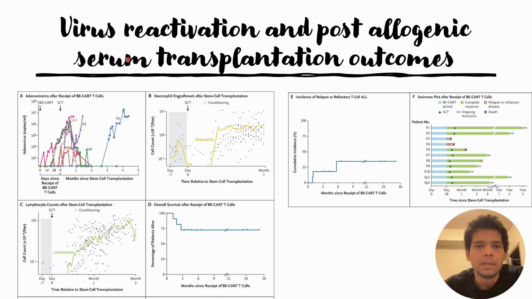In this video, we will discuss the virus reactivation and post-allogeneic stem cell transplantation outcomes of this BE-CAR7-T cells clinical trial results. In the previous video, we understood some of the data that came out, and those data were mainly focused on cytokine syndrome data. Here, we will look into some more data related to the BE-CAR7-T cells clinical trial, and those data belong to virus reactivations and post-allogeneic stem cell transplantations.